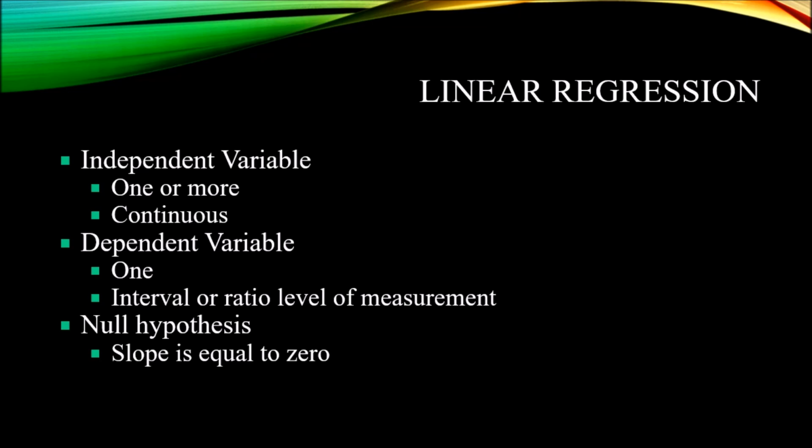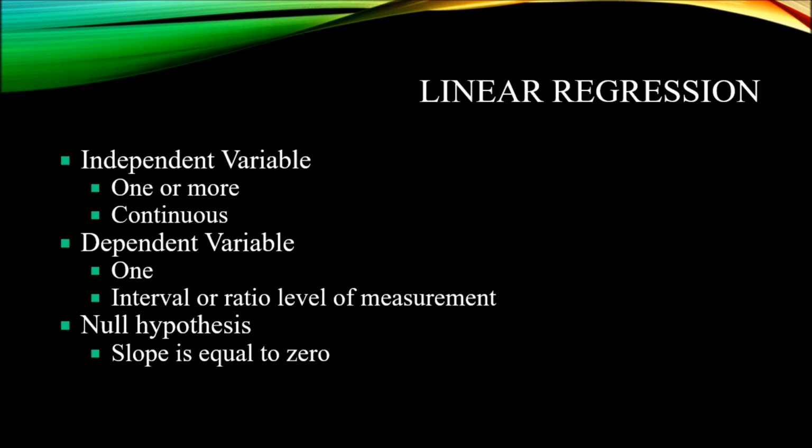If you have just one independent variable, one predictor variable, as it's often referred to with linear regression, that is a simple linear regression. If you have two or more independent variables, we refer to that as a multiple linear regression. In either case, though, you have one dependent variable, and it's also measured at the continuous level of measurement.